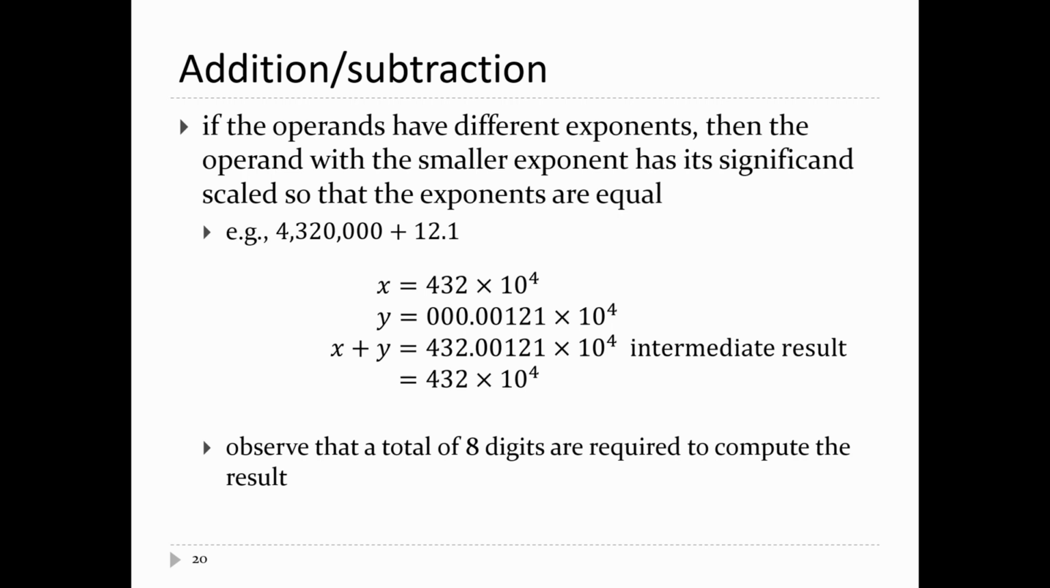Okay, so what happens if the two values have a different exponent? The rule is still the same as before when we computed the error. Well, it's not exactly the same.